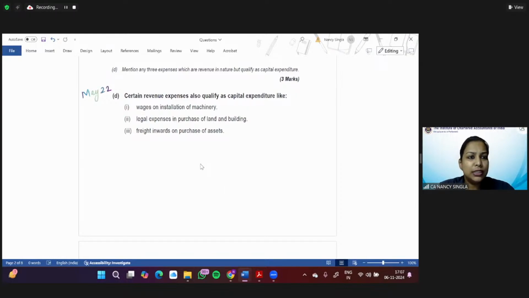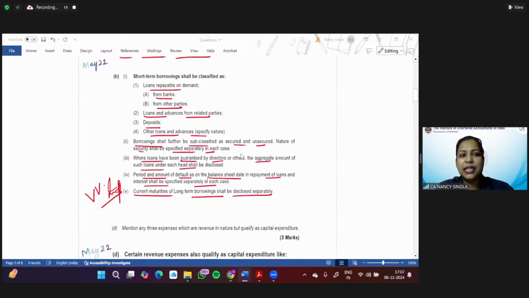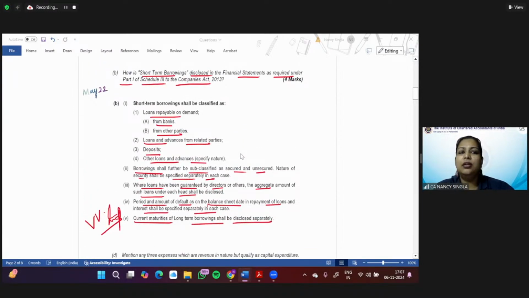So I hope students, I am audible. So we were discussing this question from the May 22 examination: how is short-term borrowing disclosed in financial statements as required under Part 1 of Schedule 3 to the Companies Act 2013. So I was telling you that this is a very direct question, and again, a specific answer is required that is going to fetch you full marks. I hope it is clear.